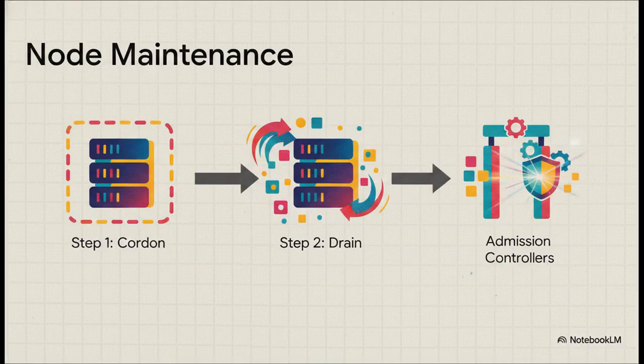At the infrastructural level, safe node maintenance requires a lot of precision. Before you patch a server, your team has to use kubectl cordon to mark it as unschedulable. Then they use kubectl drain to gracefully evict and move all those running workloads over to other healthy nodes. Oh, and for security and governance, we rely on admission controllers, like webhooks. Think of them as strict checkpoints that either validate or mutate API requests before the cluster ever even executes them.